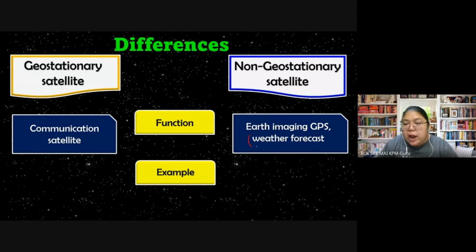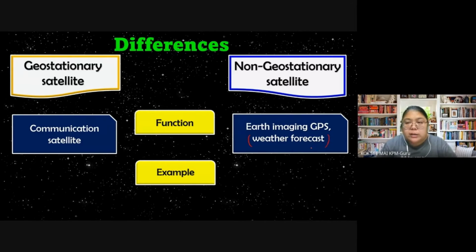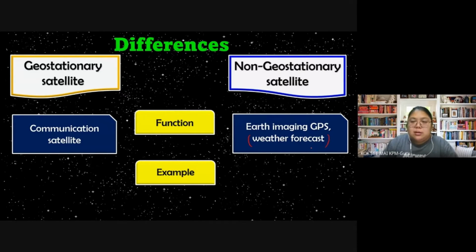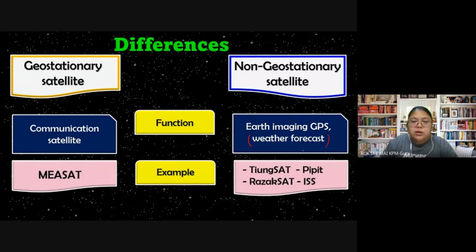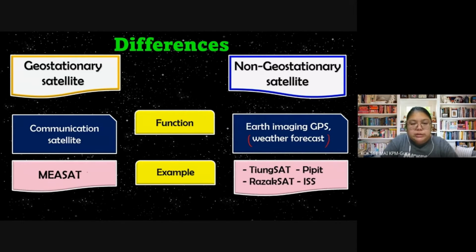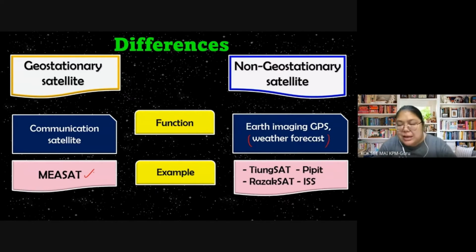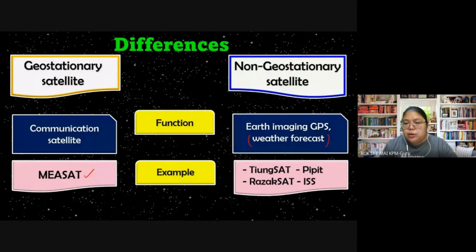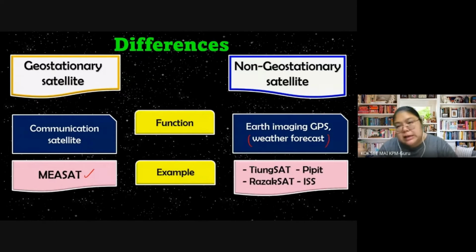Another one is weather forecast. Weather forecast satellites can go anywhere to test for the forecast. They don't exactly go around the Earth. They can go another way. Okay, examples. Normally they ask for an example. For the geostationary example, they use MEASAT, which follows the rotation of the Earth. For this one we have Tunsat, Pipit, Razaksat, and also the ISS. All of these satellites are called non-geostationary satellites.